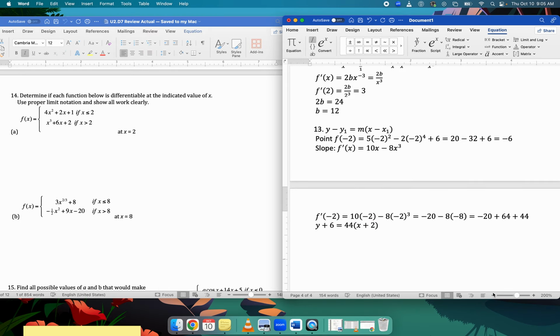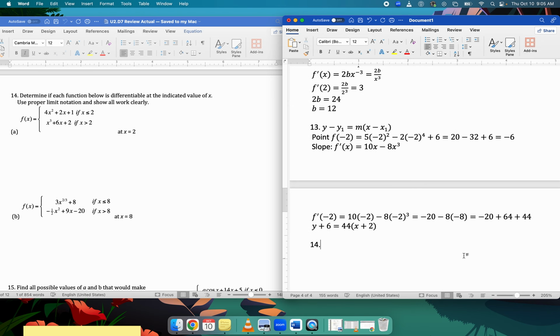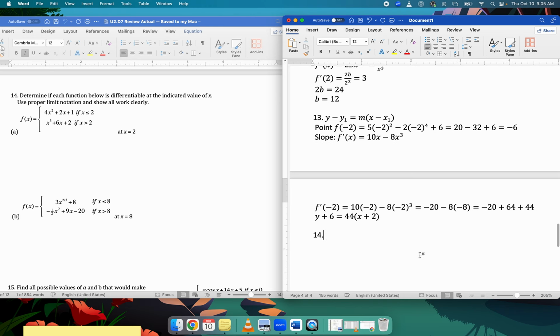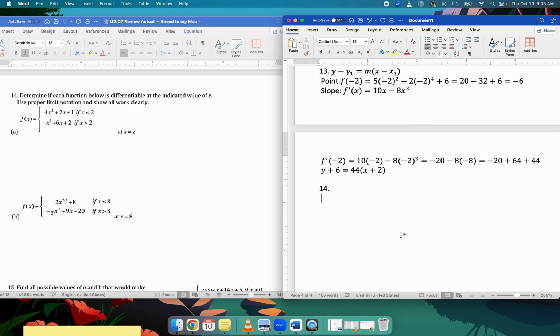Number 14. Determine whether each function below is differentiable at the indicated value of x. Use proper limit notation. Show all work clearly. Okay, fine. Okay, so I need to check two things.